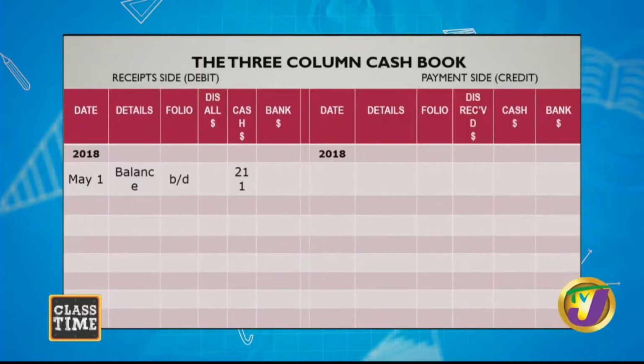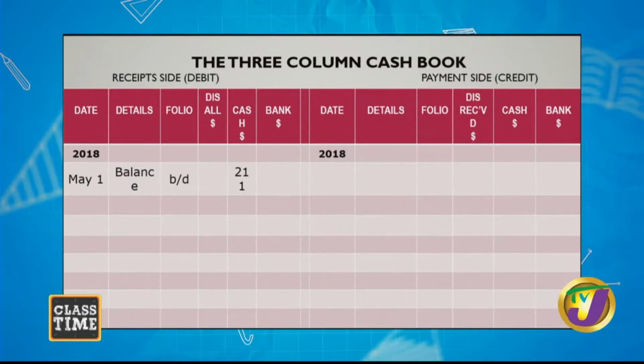So here is our 3-column cash book. Now, May 1, in the details, you'll notice we have balance b/d. Now, somehow, we have a cash balance that should be $211.